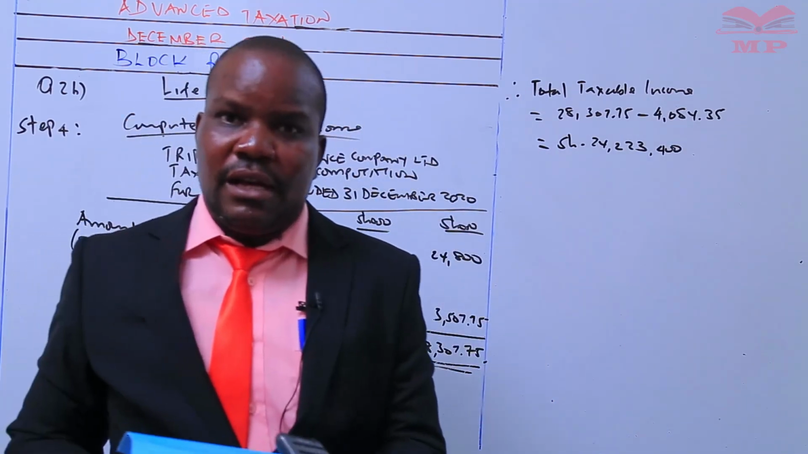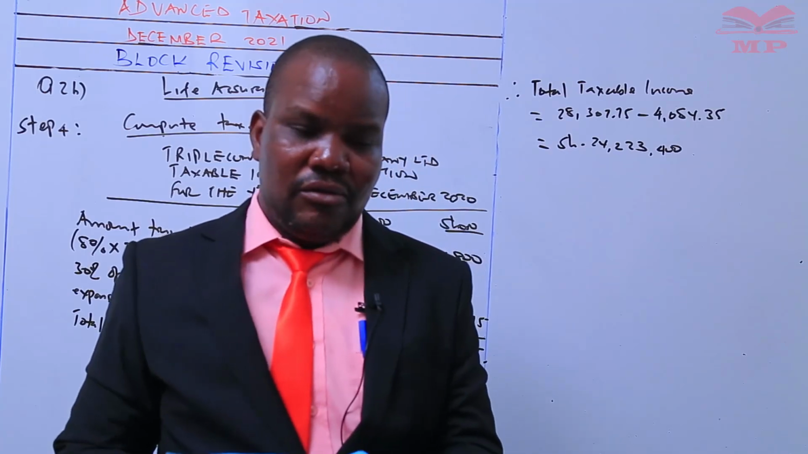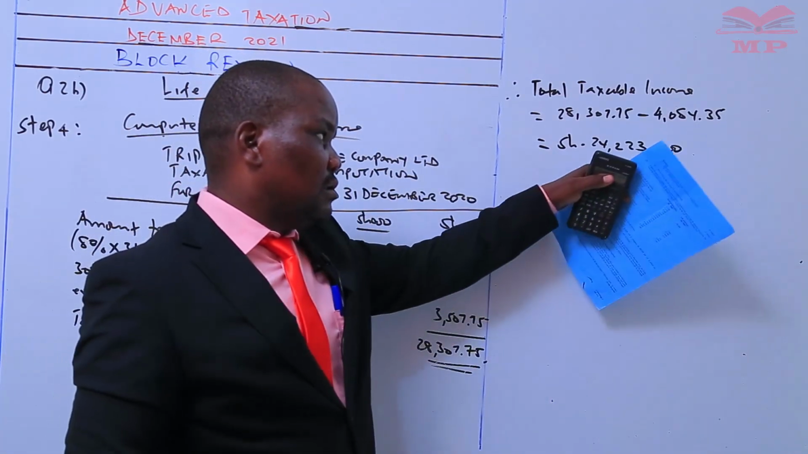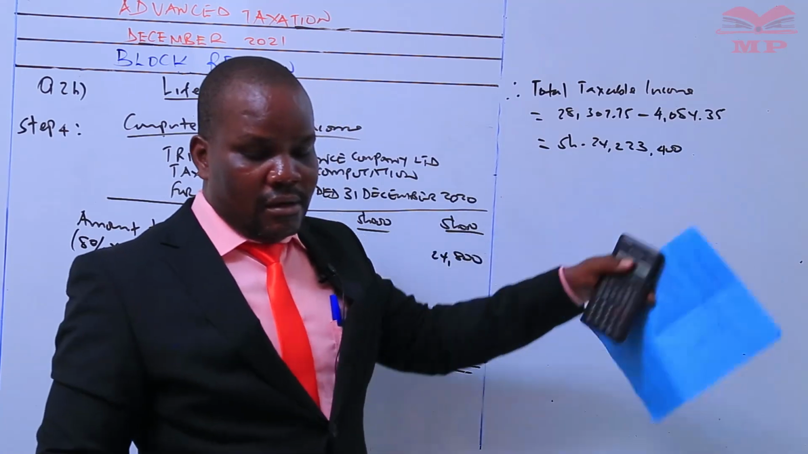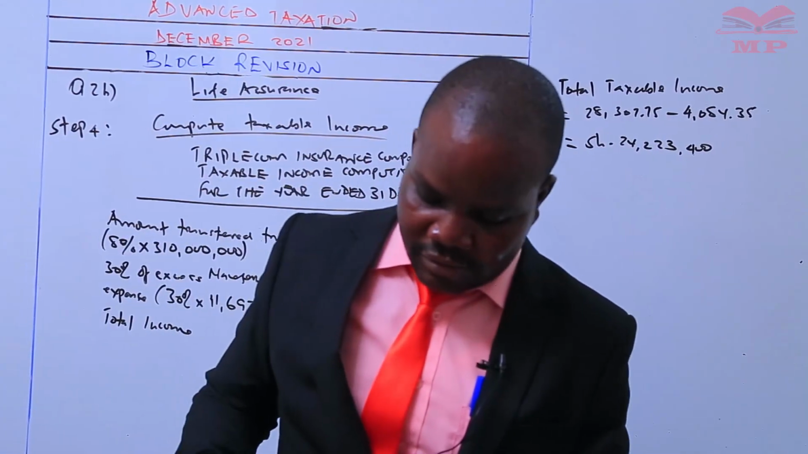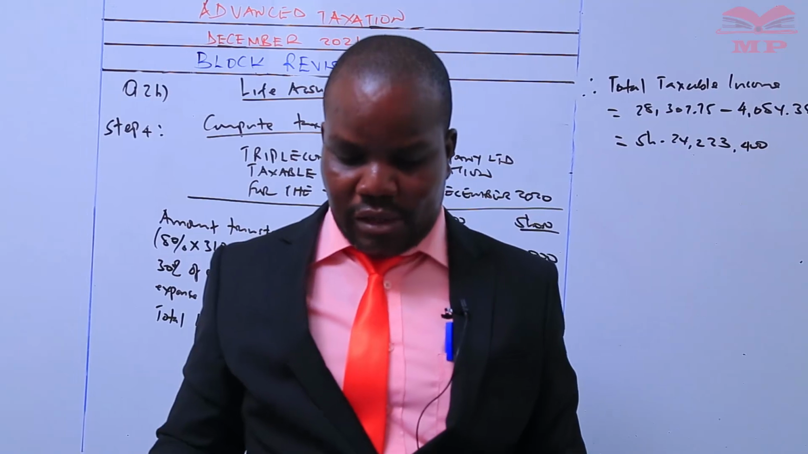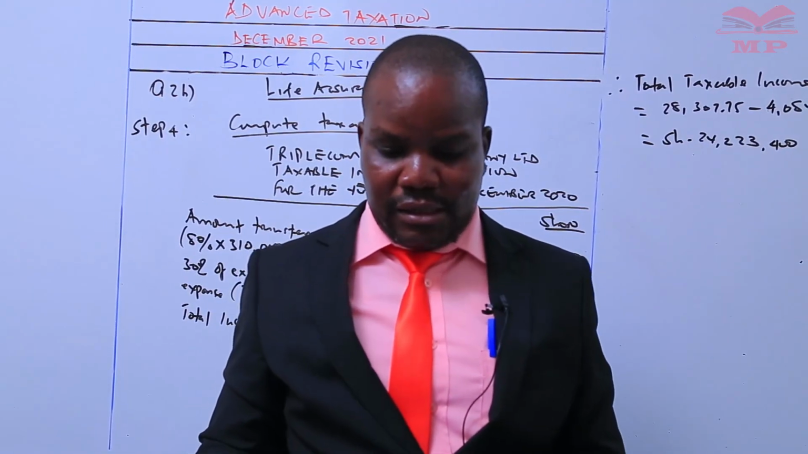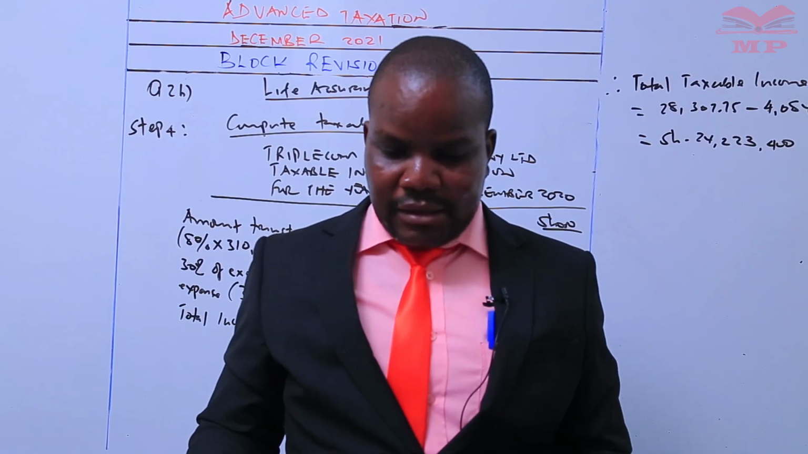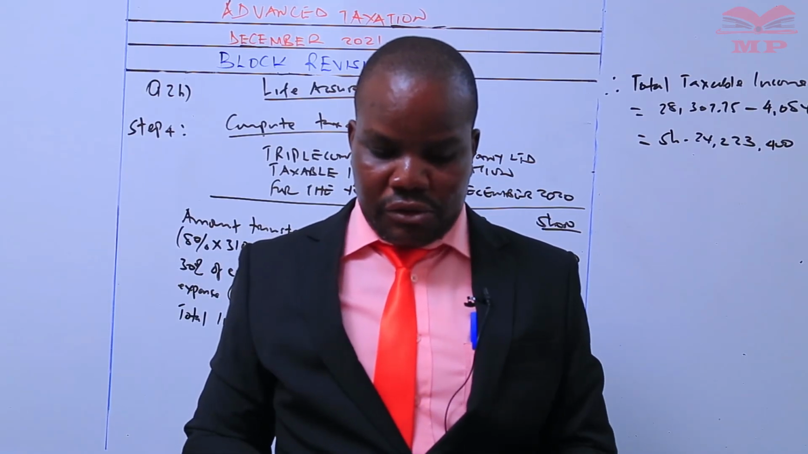Now, if the question asked you for tax liability, we would simply multiply this total taxable income by the corporation tax rate given. But in our case, it has not been asked. But I hope you remember to do it. This is a company, so we use the prevailing corporation tax rate. That marks the end of question 2.